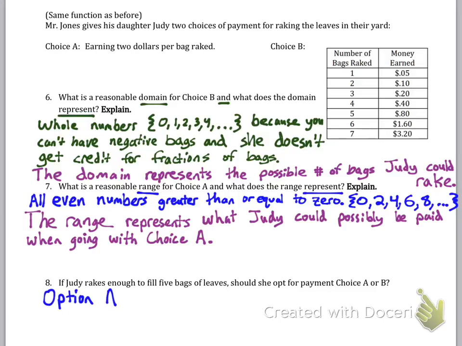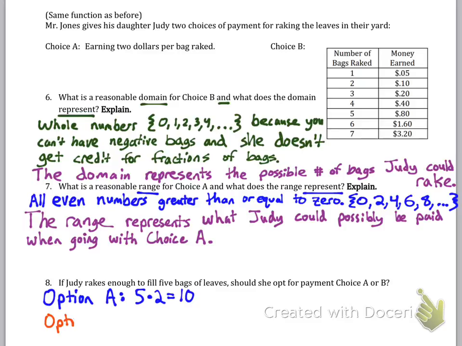Now, for this second to last one, if Judy rakes enough leaves to fill 5 bags of leaves, should she opt for payment choice A or choice B? What I'm going to do is show my work by showing you how much money she makes in both. For option A, she would make $10 because 5 times 2 is 10. 5 bags times $2 each makes for $10.